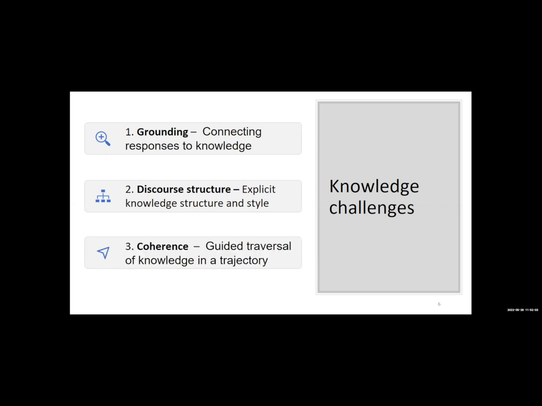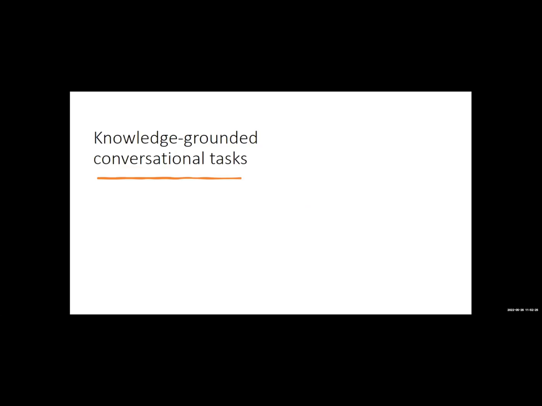And then something I'm going to call coherence. This is about guiding a user through the knowledge process, through a trajectory, not just giving them an answer, but also guiding them to 'and also you might want to know this.' It's not just about that trip to Mexico and what the fees are, but also other information and anticipating what they're going to be asking next and informing them in a knowledge grounded and guided way.